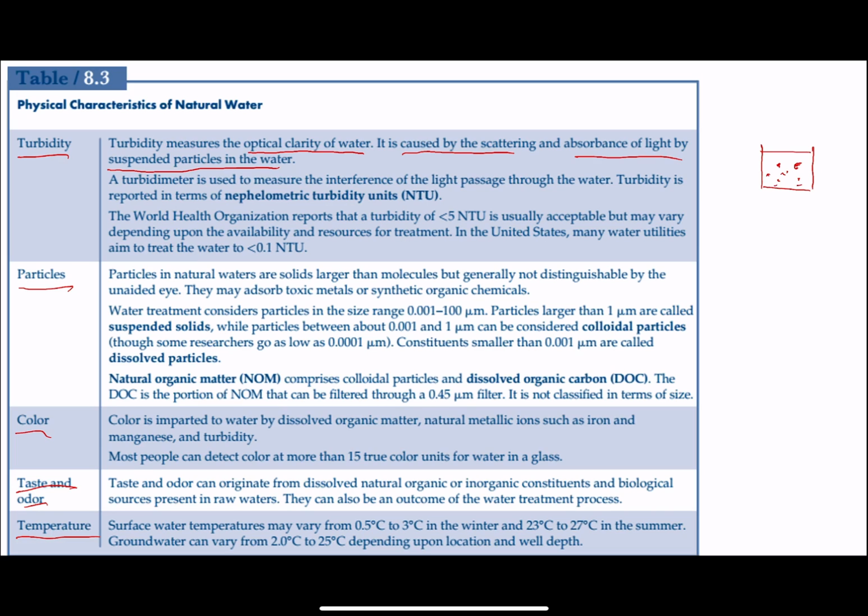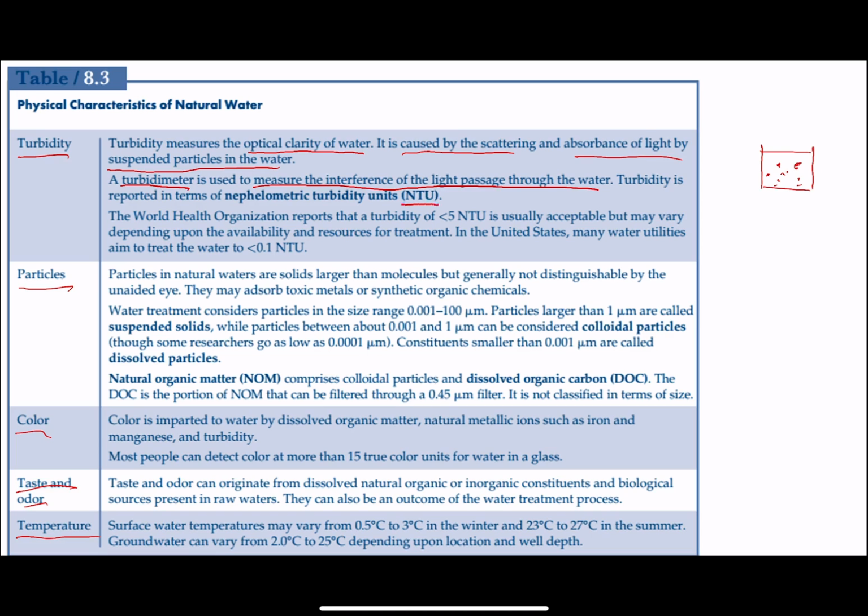And there is a device to measure turbidity called a turbidity meter, which is used to measure the interference of light passage through the water. Turbidity is reported in terms of NTU. That is the unit of measuring turbidity.